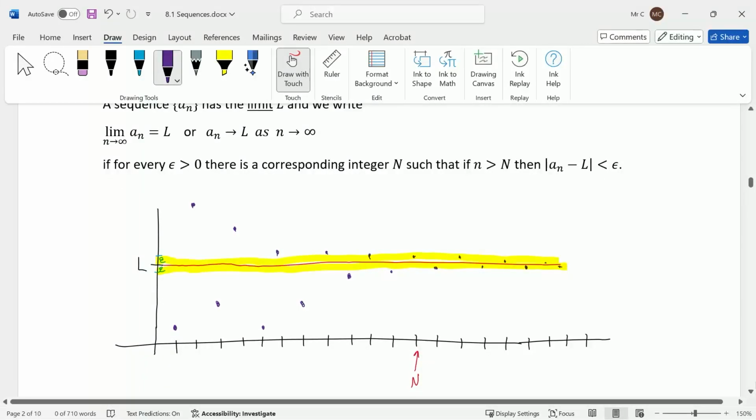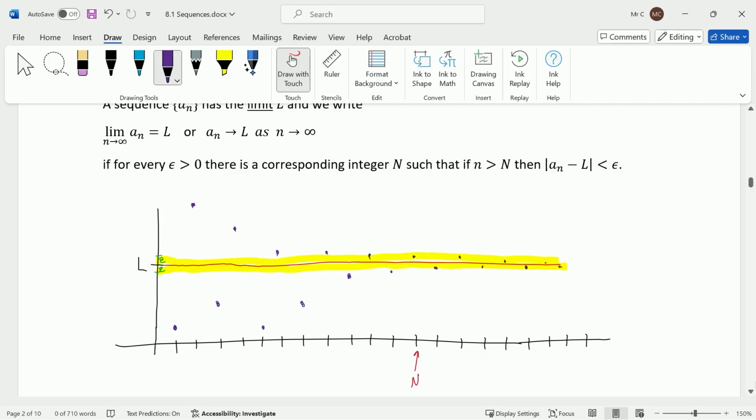So you will probably recall that this is very similar to the definition for the limit from Calc 1, but that definition wasn't about sequence terms, it was about functions, more general functions. So we've rewritten this in terms of the language of the sequences. So let's recap what this says.